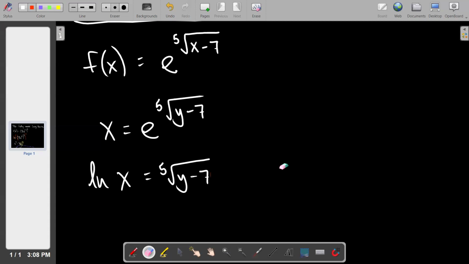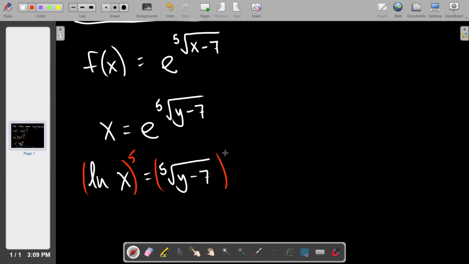The y and the 7 are not yet free to move about the cabin, but we've made some great strides here. What's the next thing we want to do? We want to raise this side to the power of 5. Understand that that is not the natural log of x to the 5th. It is the natural log of x, to the 5th. Massive difference between the two. So make sure you parenthesize that whole quantity and raise it to the 5th power.